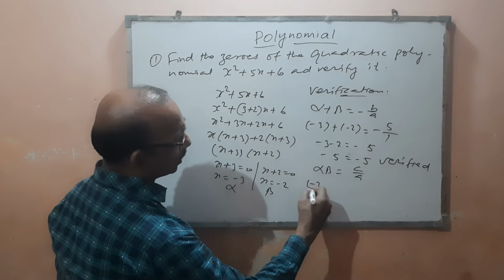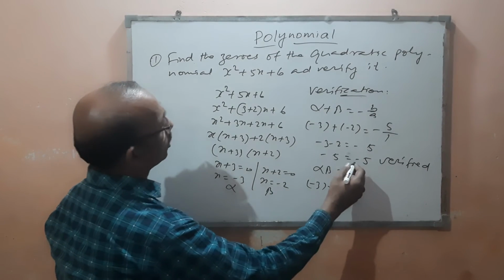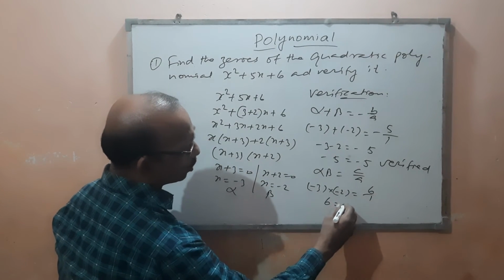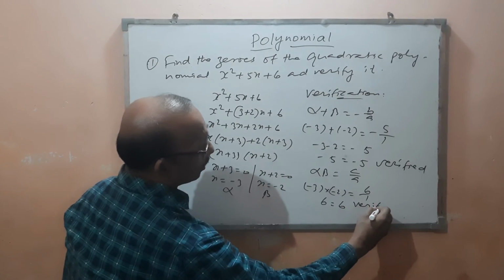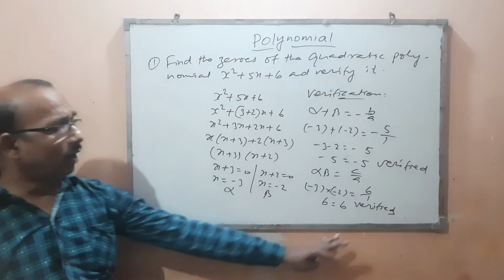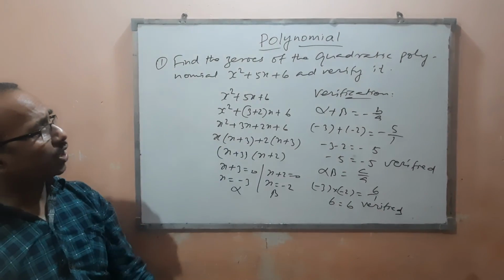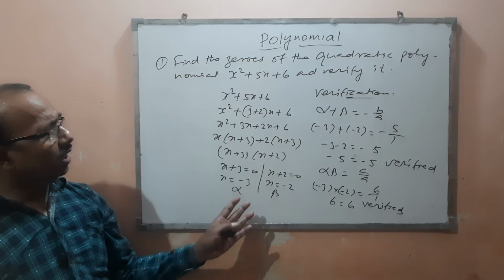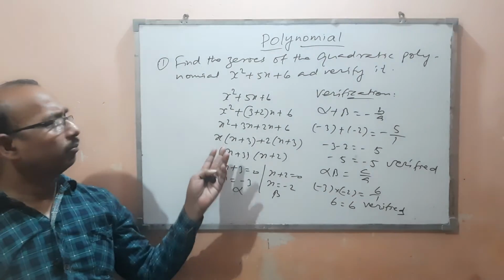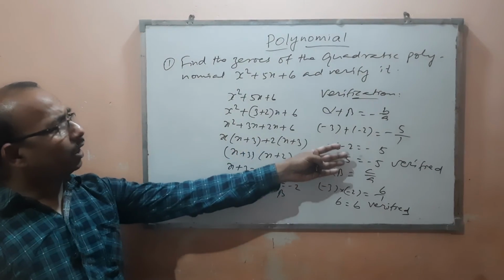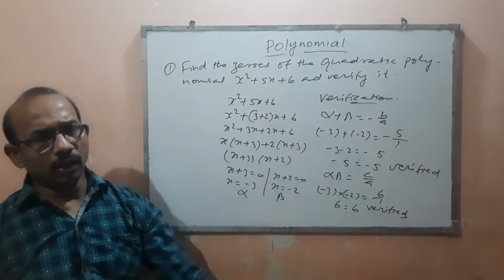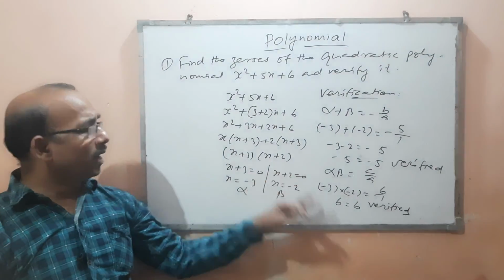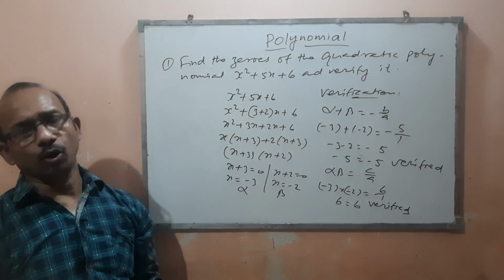Secondly, alpha into beta means product of zeros, c upon a. You can write here minus 3 into minus 2, which is equal to 6. What is the value of c? c is 6 upon 1, which is equal to 6. Now verified. Finally you have verified the zeros and coefficients. So you can easily find the values of the zeros, and after that you can easily verify the coefficients and zeros. So this is the first and main concept of this quadratic polynomial. Thank you.